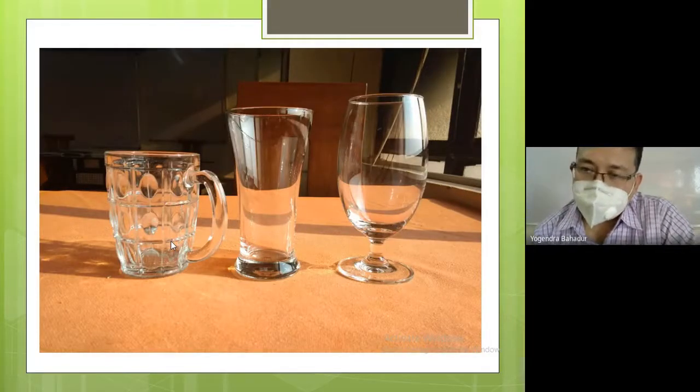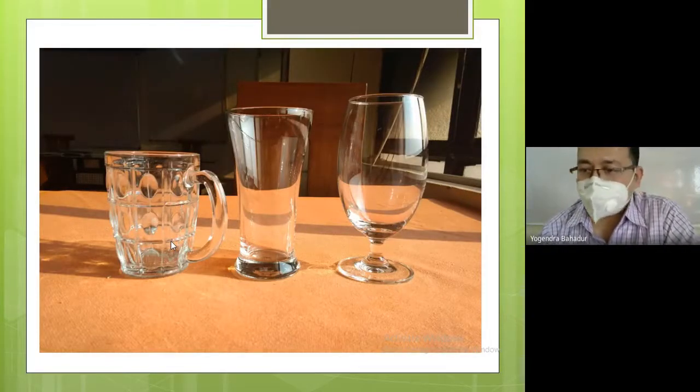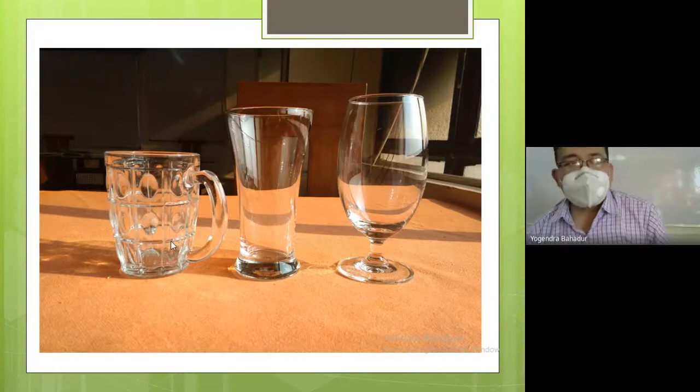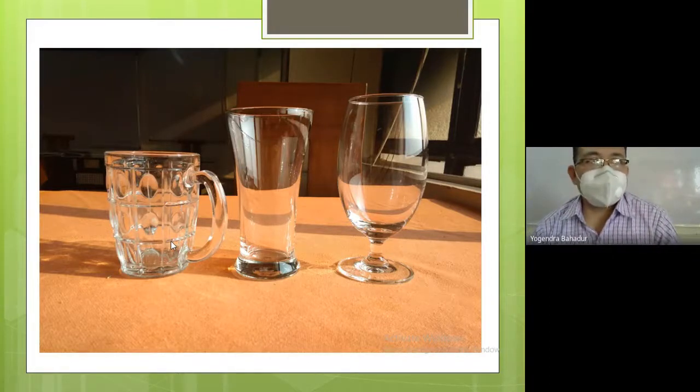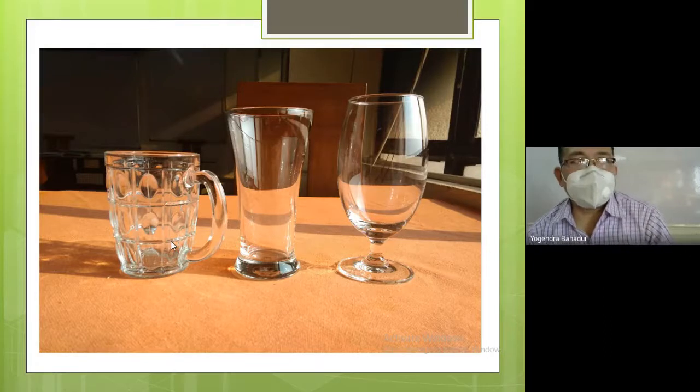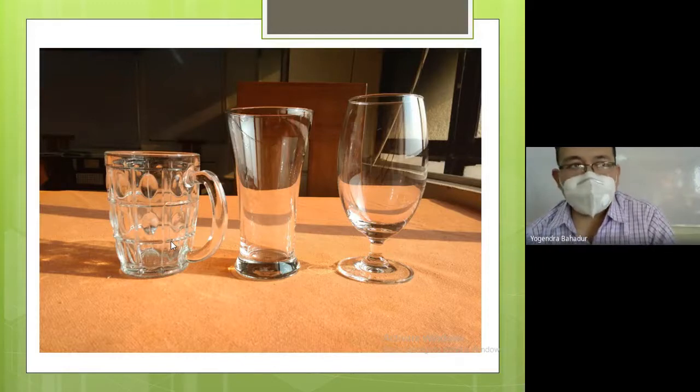Moving to the next slide, here also the 3 glasses are there. Why are these 3 glasses kept in a combined format? The reason being, these 3 glasses are basically used to serve beer. Beer is a type of fermented alcoholic drink.